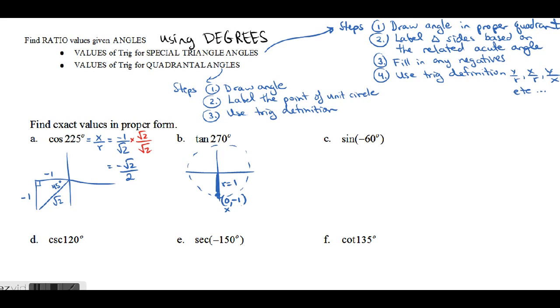This is the x value. This is the y value. And then all you have to do is use the trig definition. Tangent is y over x, or rise over run. I'd like to think of tangent as slope. So the slope of this terminal arm is actually undefined, and you can see that by plugging in y is -1, x is 0, and that is undefined.